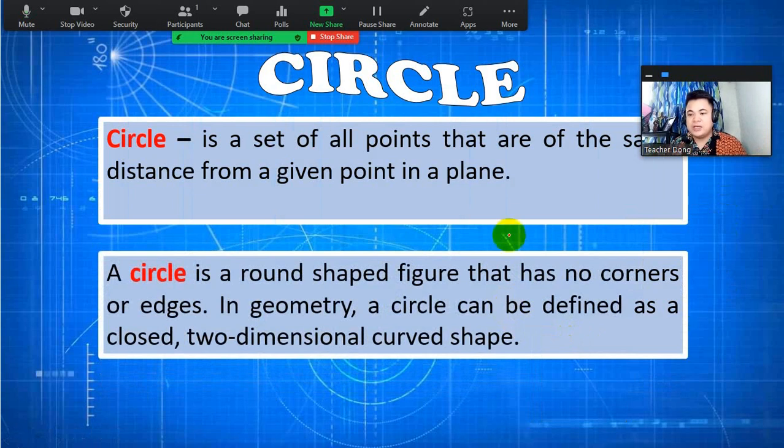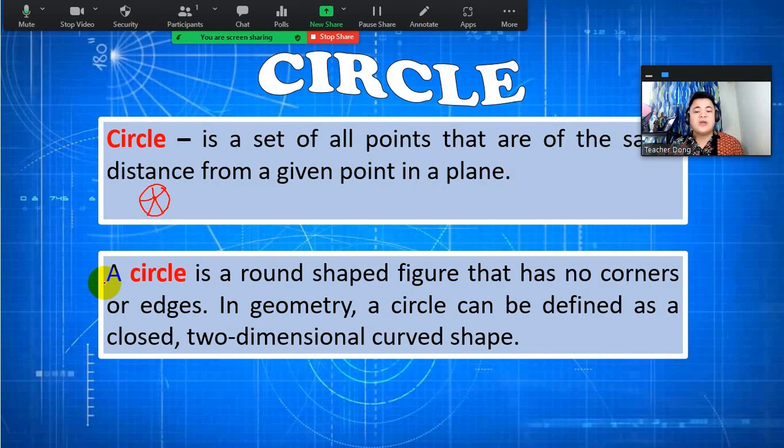If we have a point in a plane just like what you are seeing here, and then we form segments from the center, or from the point on the plane, up to any point with the same distances, we call it a circle. Again, a circle is a set of all points that are of the same distance from the given point in a plane. So that's the general definition.